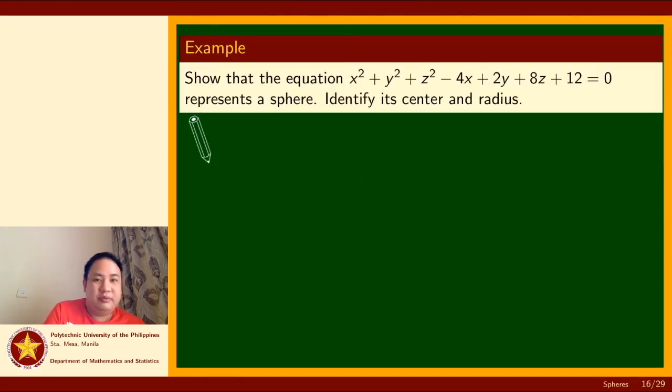So for example, show that the equation as shown represents a sphere. Identify its center and radius. To do this, we just have to convert this equation into the center radius form in order to locate the center and radius. In that way, we have shown that this equation represents a sphere. So this should be a familiar technique. Let's rewrite the equation here.